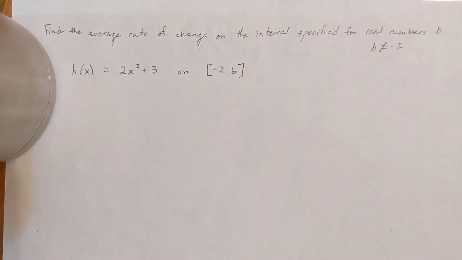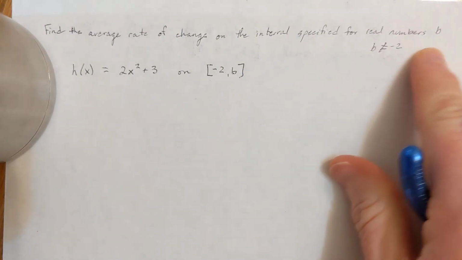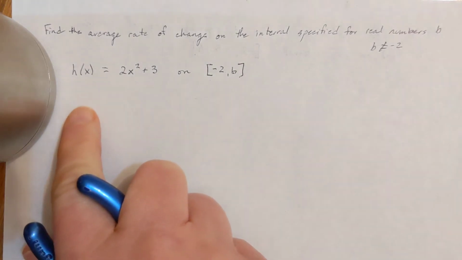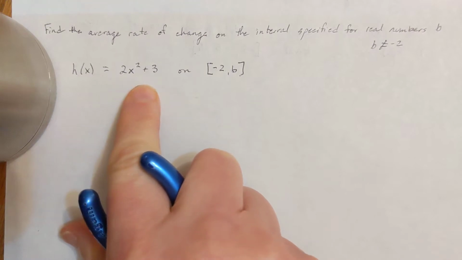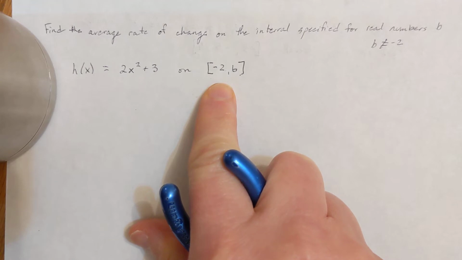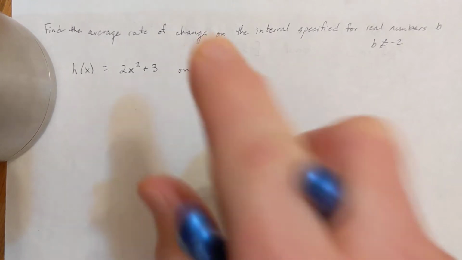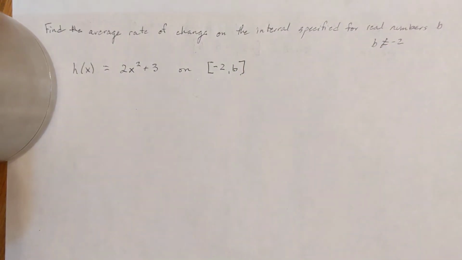Today I'm going to find the average rate of change on the interval specified for real numbers b, b not equal to -2. They give us the function h of x equals 2x squared plus 3. Our interval is [-2, b]. We know it's an interval and not an ordered pair because it's got square brackets. Okay, so those are both my inputs.